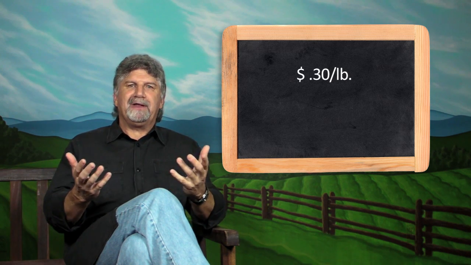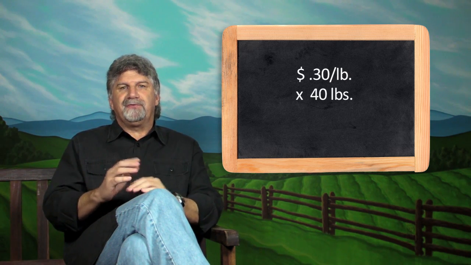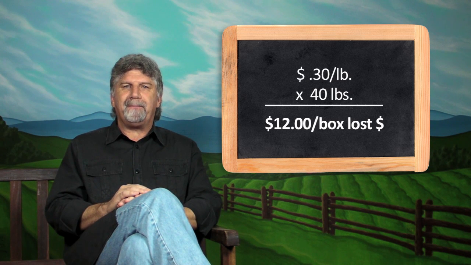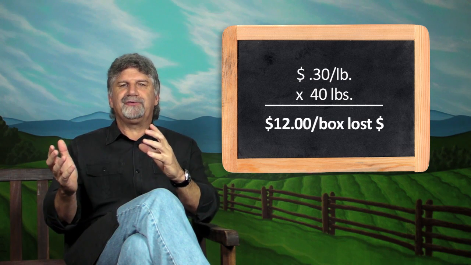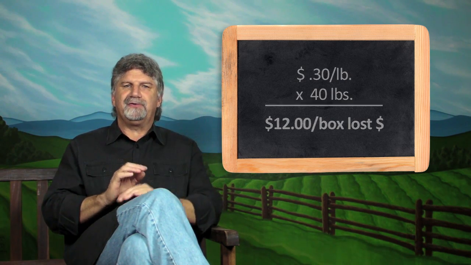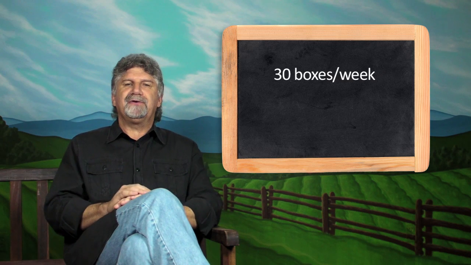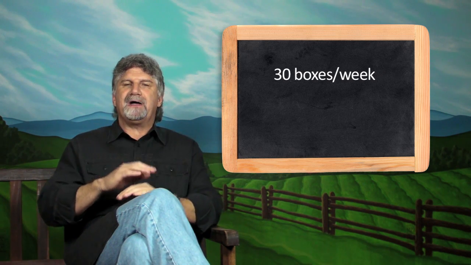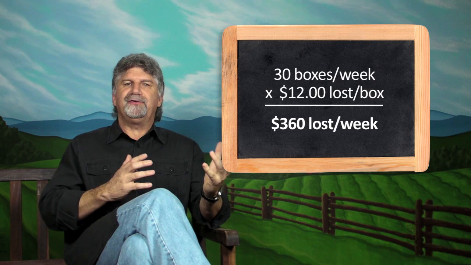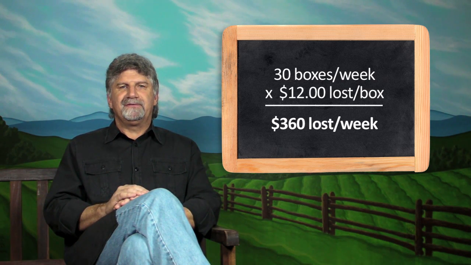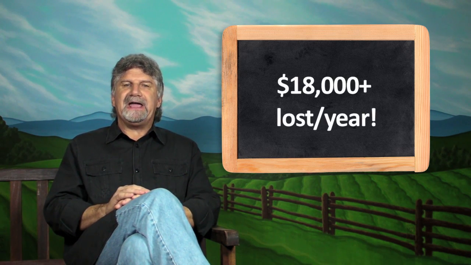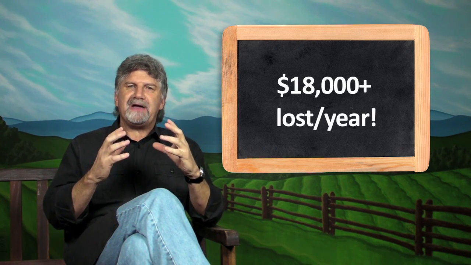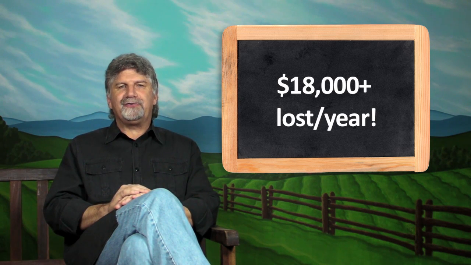Now, if you do a little extrapolation, if you multiply that by your 40-pound box, you've got $12 a box of lost income because you priced using markup instead of margin. If we extrapolate that a little bit further, and let's say you sell 30 boxes a week, so that's $360 less in margin dollars. Carry that out over a year, and it comes to a little over $18,000, nearly $20,000 in lost margin income. And that's just for one category, your apples.